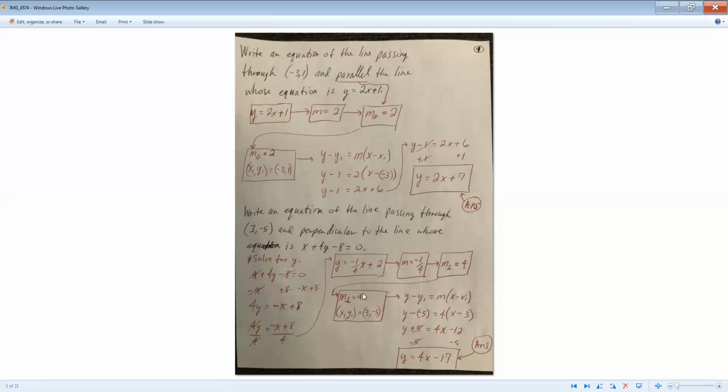So using that information, I have my slope, which is 4 now, and the point, which is 3, negative 5, that was given, and I plug it into my point-slope formula. So it'll be y minus negative 5 equals 4 times x minus 3. Distribute the 4, that's y plus 5 equals 4x minus 12. Subtract 5 from both sides. That'll give me the equation y equals 4x minus 17.